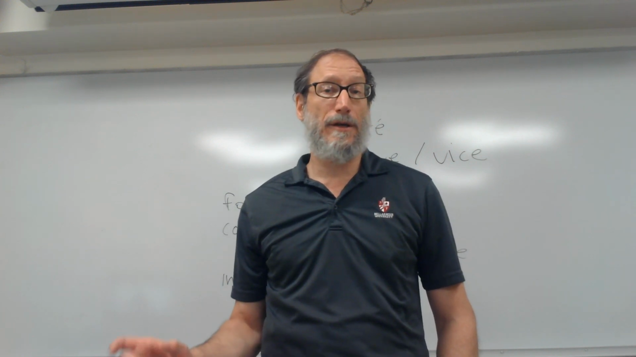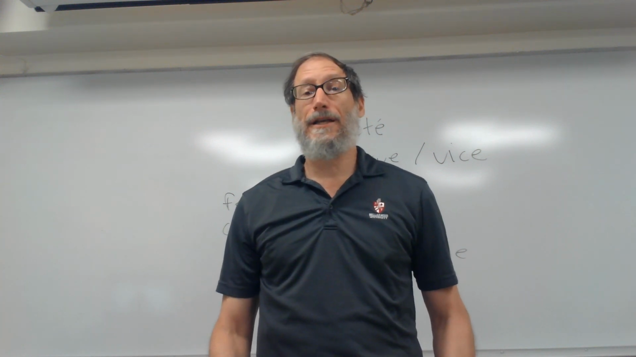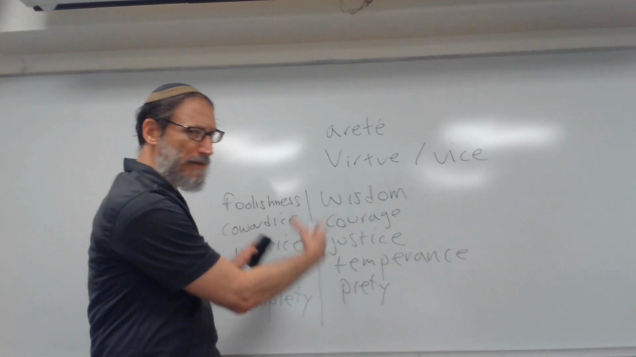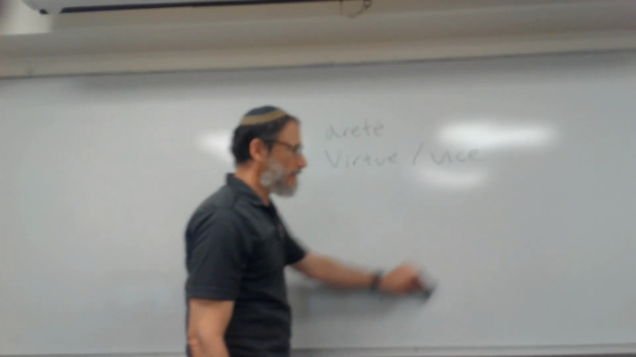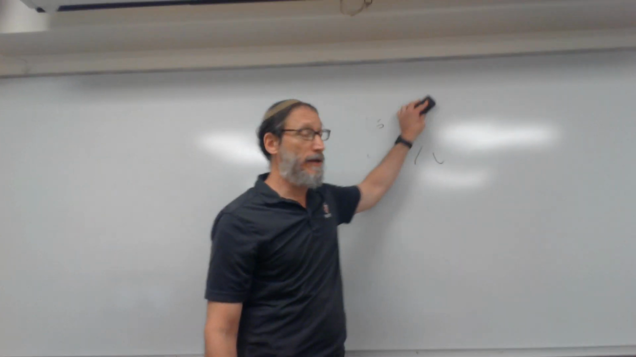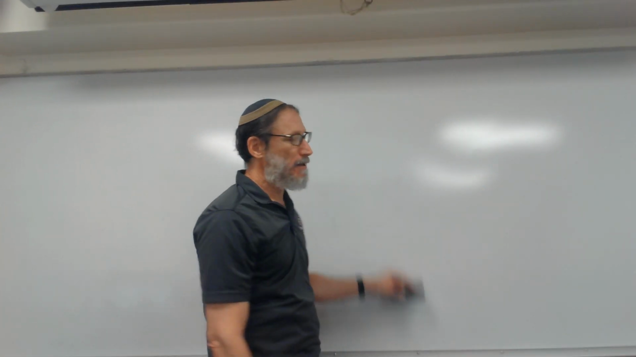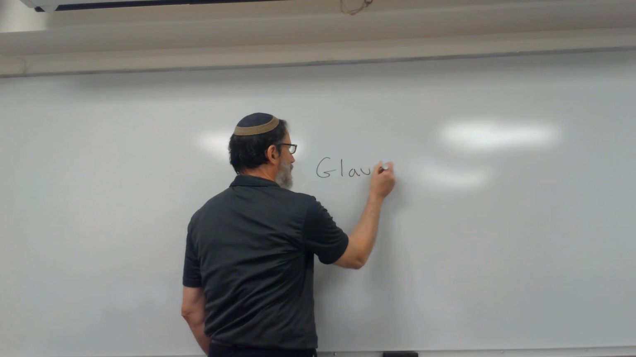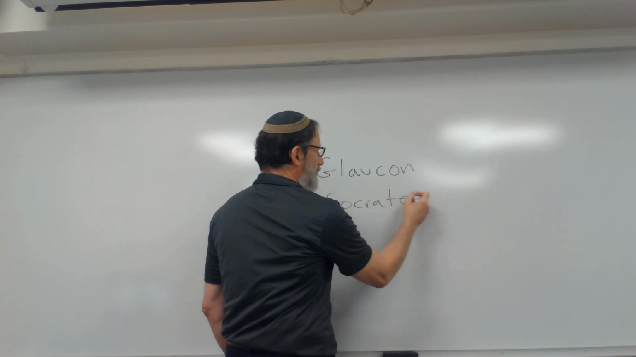Now, in the selection that we're going to get into very quickly, you have a conversation going on between Glaucon, so let me erase this stuff here. We're going to come back to these virtues later on, but the first reading is a selection from Plato's Republic. That's one of his major works. You don't need to write that down right now. But in this reading, Socrates is having a conversation with a fellow named Glaucon. So it's Glaucon and Socrates having a conversation.